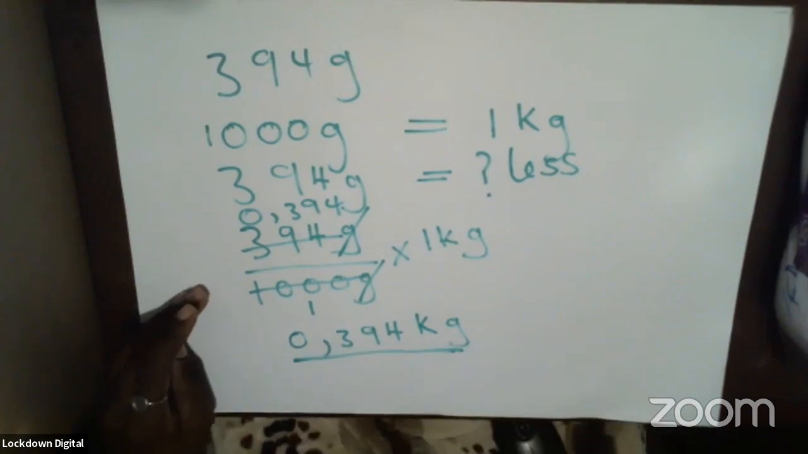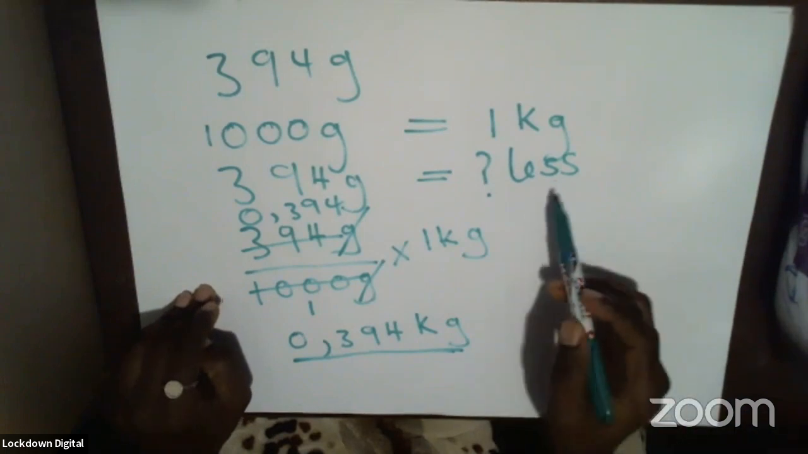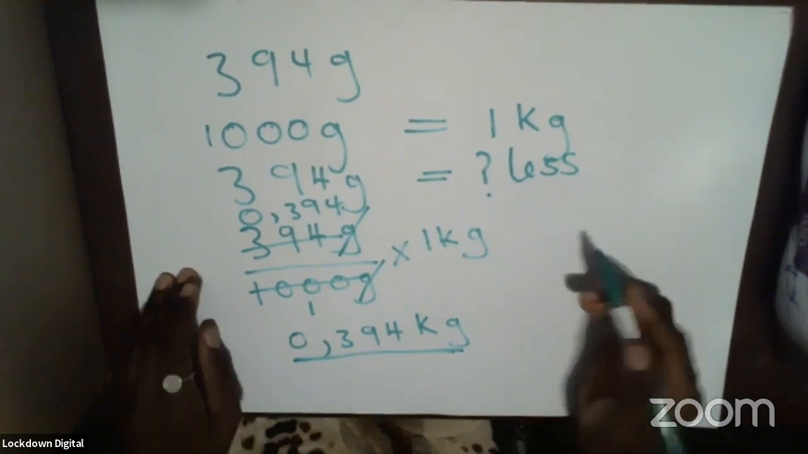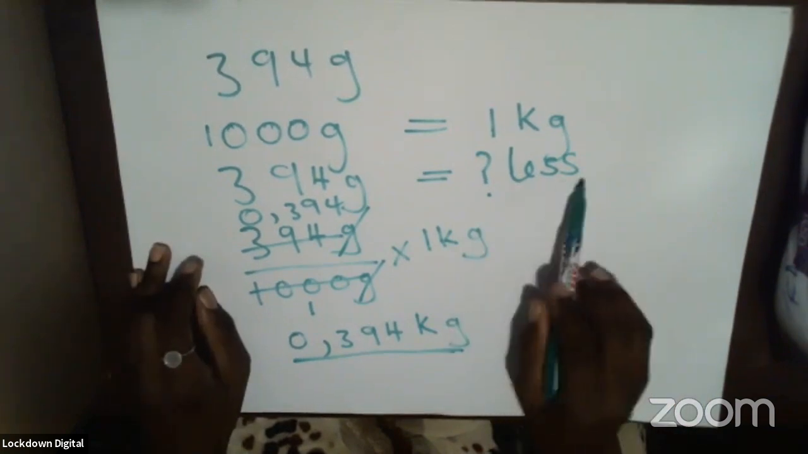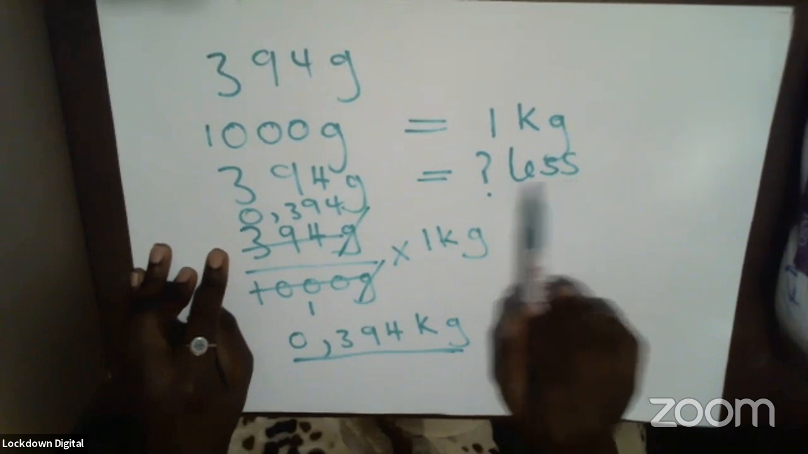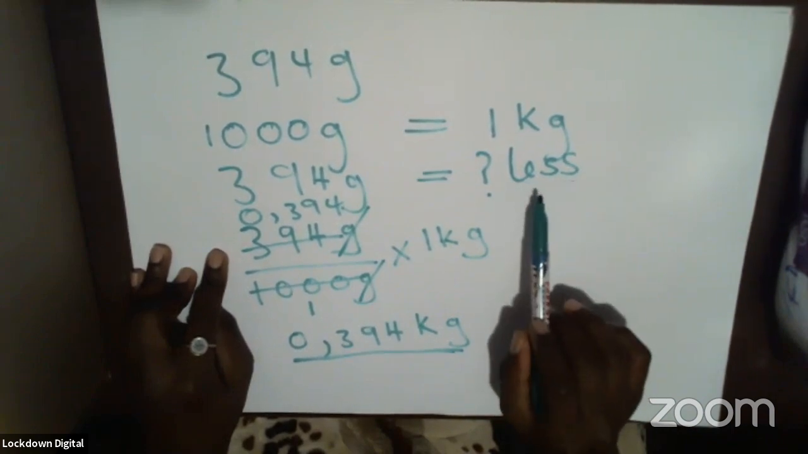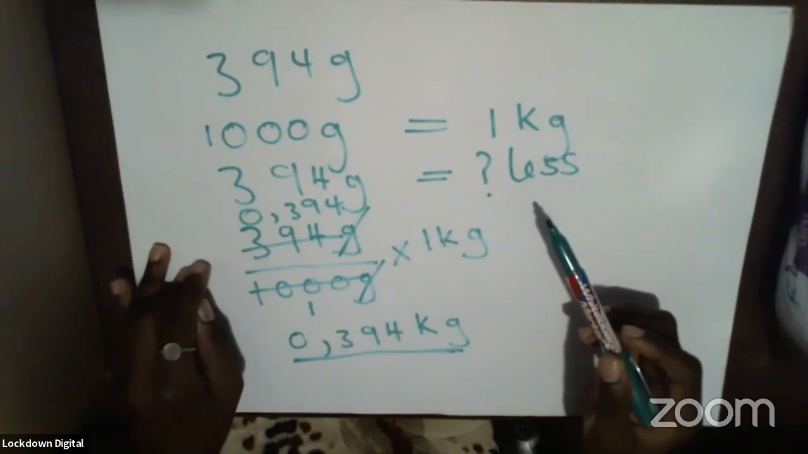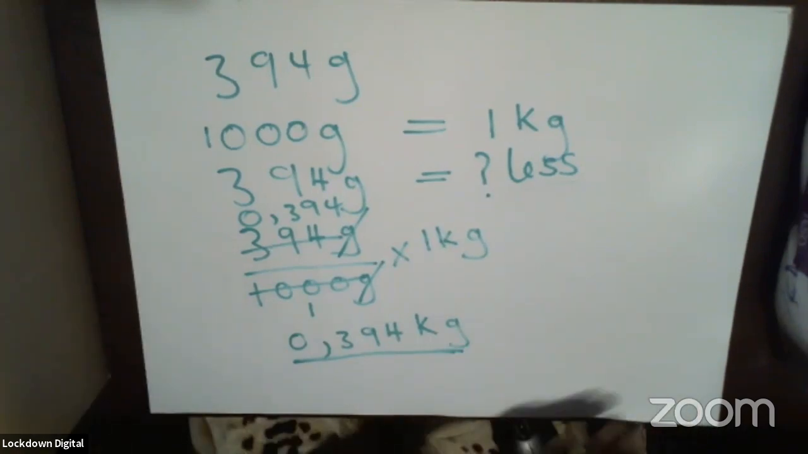Okay. Let me just show you another situation that we have not been given. A situation where, after the question mark here, we are having more in place of having less. How do we tackle that?